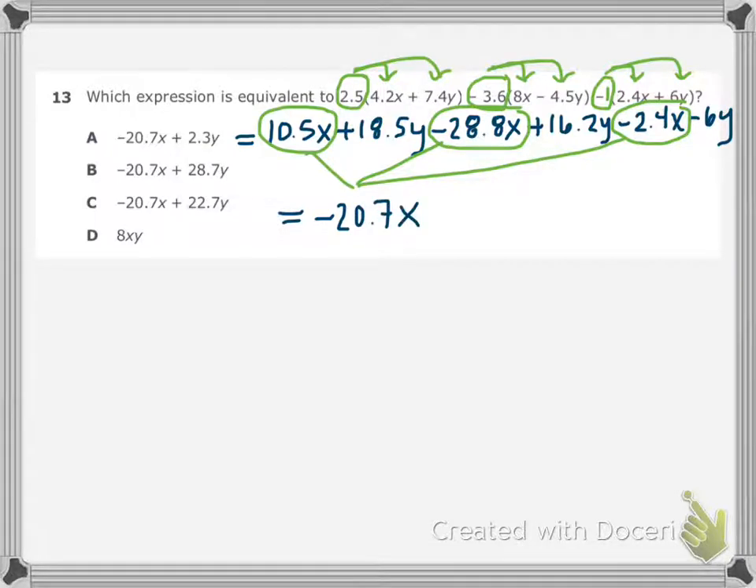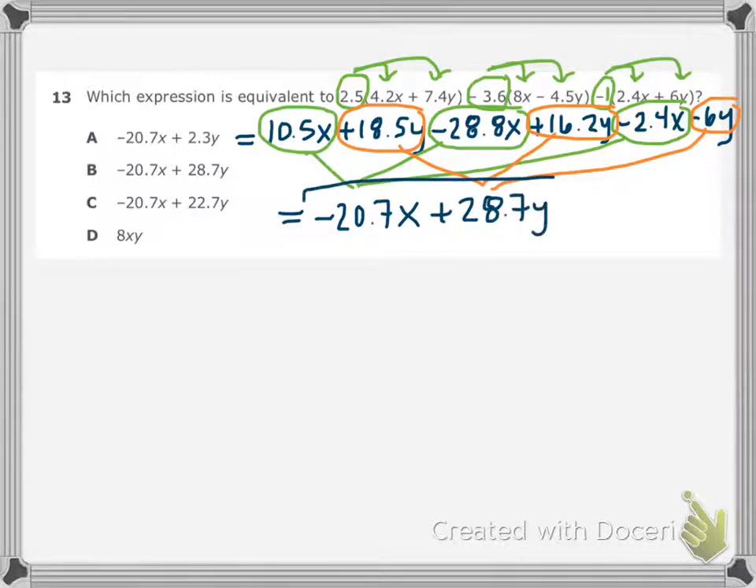Okay. Now we're going to combine our y's. We've got a positive 18.5y, positive 16.2y, and negative 6y. So we're going to put those three together. And when you put those together, you get positive 28.7y. This is your simplified expression. I can't combine the x term and the y term because the variables don't match. So I'm going to leave those separate. So your answer is B.